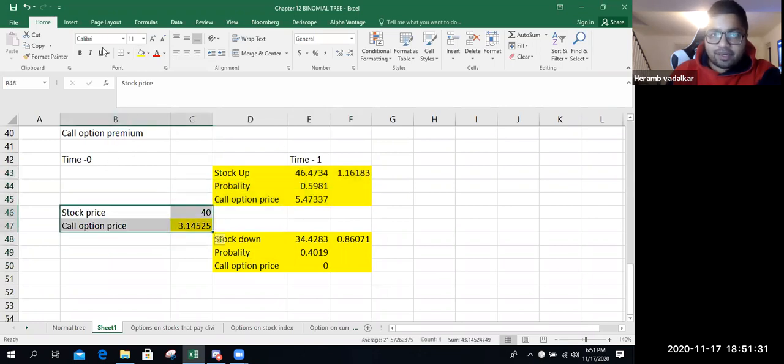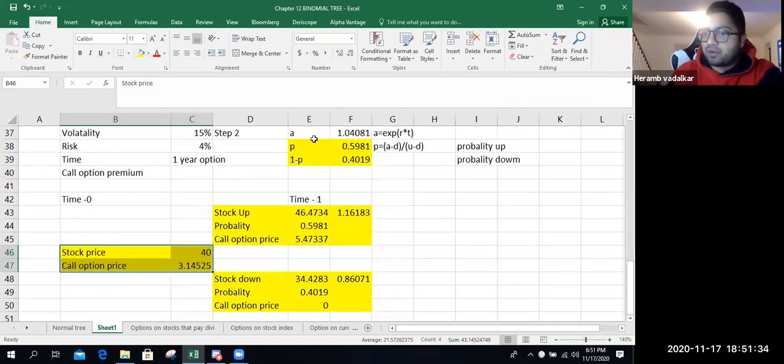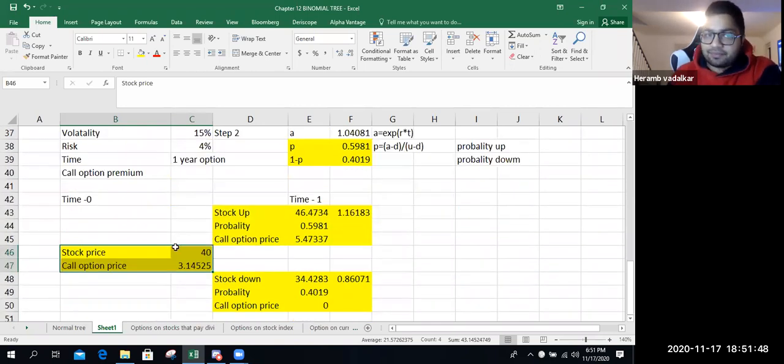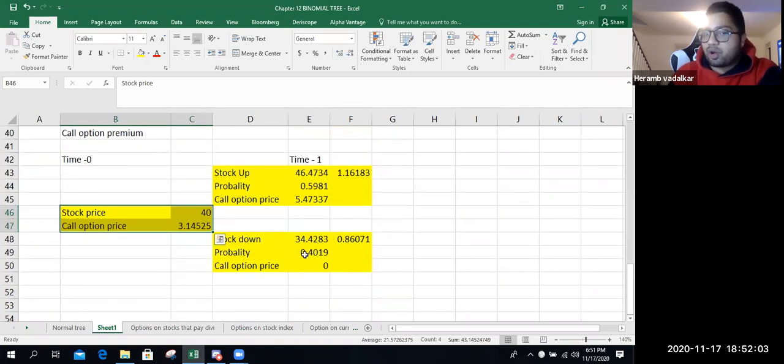And quickly recap it. So how did we solve? Step 1, calculate U and D. There are formulas for that. Step 2, calculate A first, then P and 1 minus P. There are formulas for that. Then draw the tree: time 0, time 1, at 0 stock price and call option price. At time 1, stock if it goes up, probability of going up, call option price. Stock if it goes down, probability of going down, call option price. Start solving the tree from the roots, go to the top. Any questions?